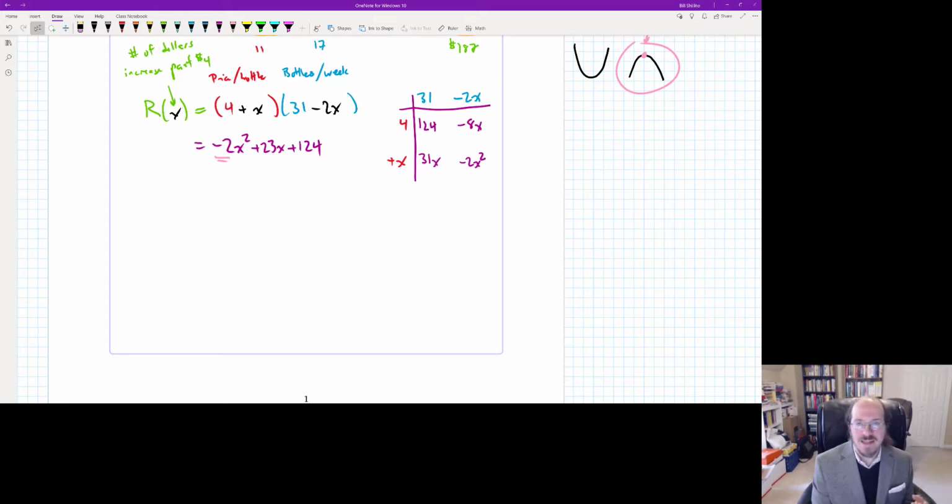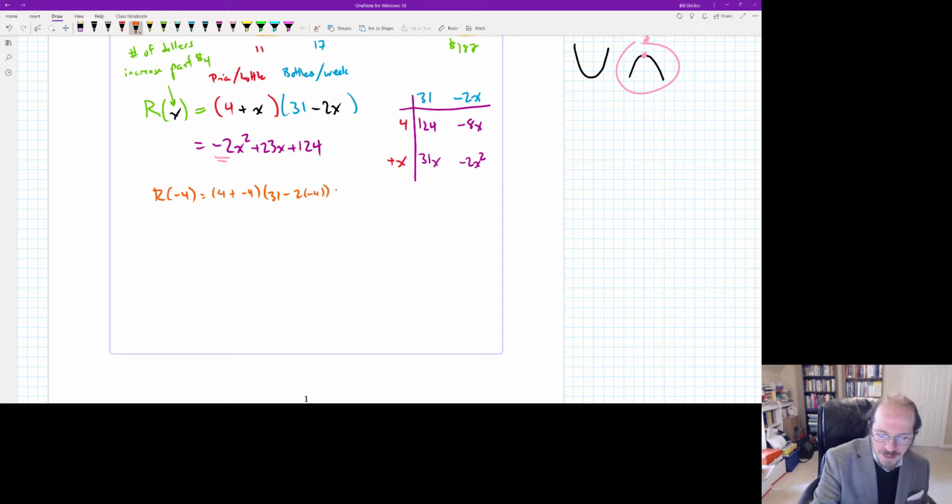What prices could we set that would make us no money at all? Well, the first thing we could do would be to set our price to $0, because if we set our price at $0, we're not going to make any money. We're just giving away the hand sanitizer for free. So that would mean that the price would be 0, which means we would have to set x to -4. So if we did that, r of -4 is going to be equal to 4 plus -4 times 31 minus 2 times -4, and that's going to be 0.